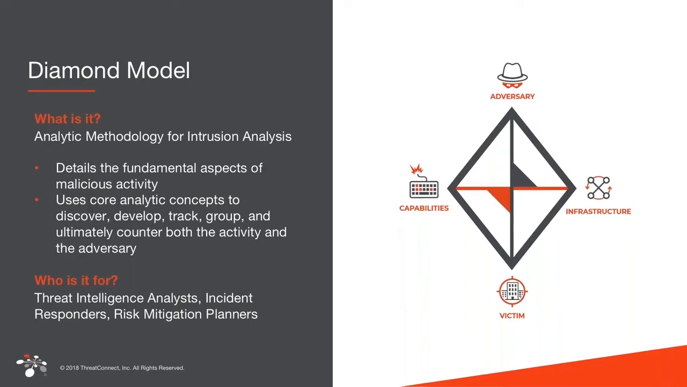As you can see, it's named a diamond because of the structure here. There are 4 nodes on a graph: capabilities, infrastructure, victim, and then finally adversary. And we'll talk a bit more about each of these as they help analysts discover, develop, track, group, and hopefully counter, or place themselves to counter, given adversaries. It's used day to day by threat intelligence analysts, and more and more by incident responders and risk mitigation planners.